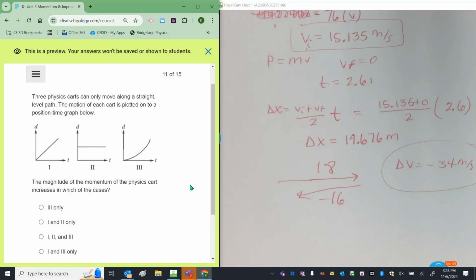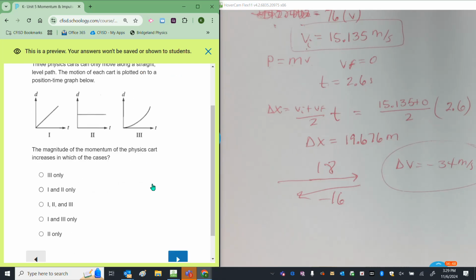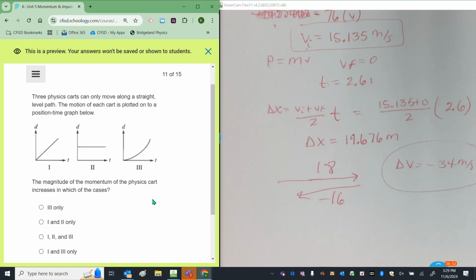All right, 3 physics carts can only move along a straight level path. The motion of each cart is plotted on a position time graph. The magnitude of momentum of the physics cart increases in which case? All right, so basically if we want the momentum to increase, that means we want the velocity to increase. And so the question is, which one of these has an increase in velocity? These are position time graphs, and the slope of a position time graph is your velocity. Therefore, if you want your velocity to change, your slope must change. Only one of these has a changing slope, and I know that because it curves.